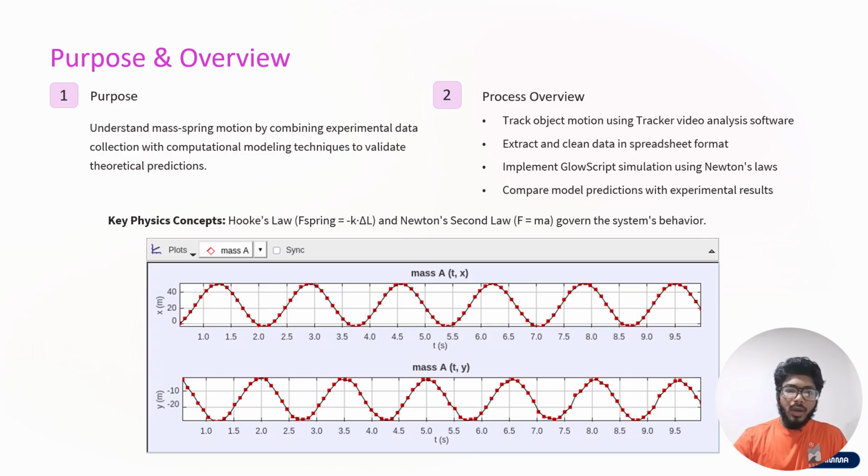So the purpose of this lab was to understand how a mass on a spring moves, not just by watching it, but by modeling it computationally. We filmed a real spring mass system, analyzed the footage in Tracker, and built a simulation in GlowScript to see how well our physics matched reality. At the heart of this are Newton's second law and Hooke's law.